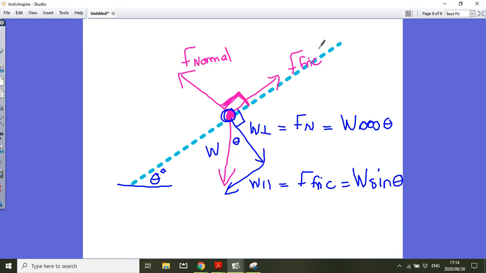If the object is accelerating upwards, then friction isn't equal to weight parallel. Then you need to work out other calculations, and that's where we get to Newton. So that is it for the vectors chapter.